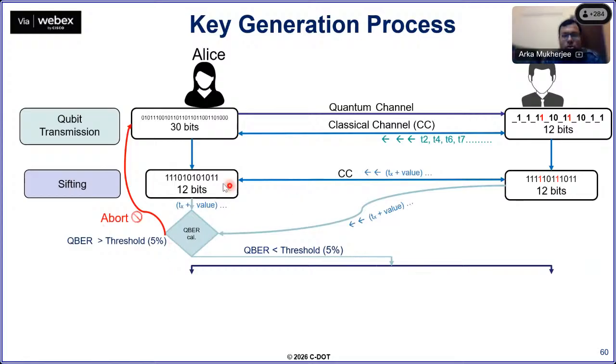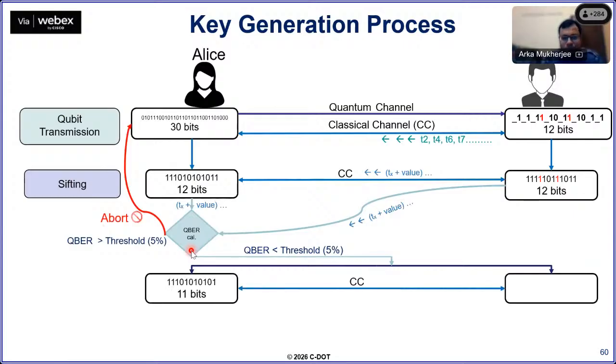Suppose we have taken 12 bits, one bit was disclosed, so QBER is less than 5%, for example. Let's take that. So we are left with 11 bits, and again you can see that in the undisclosed bits there may be some error remaining, so they are not identical. We are left with 11 bits, but they are not identical.